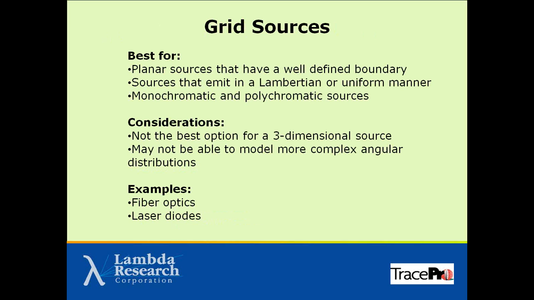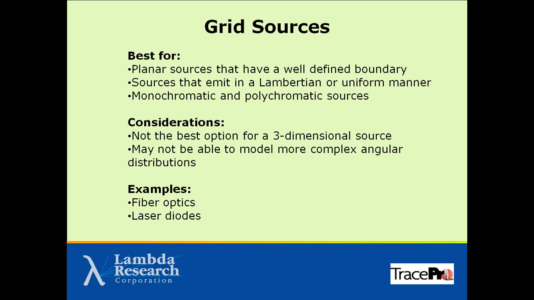A grid source is basically a grid of points that emit light, and it can be rectangular or annular. Typically, it's going to be a 2-dimensional source. This means it's good for planar sources that have a well-defined boundary, sources that emit in a Lambertian or uniform manner, and it can work with either monochromatic or polychromatic sources. Where it's not well suited is something with a 3-dimensional shape, because it's a 2-dimensional plane that emits light. And you may not be able to model some of the more complex angular distributions as well.